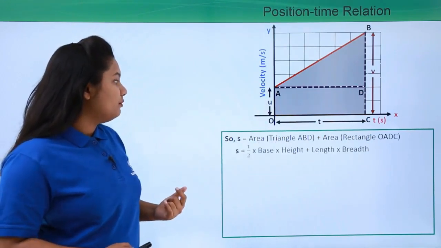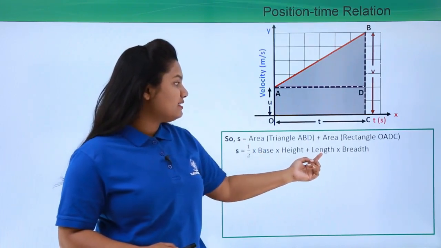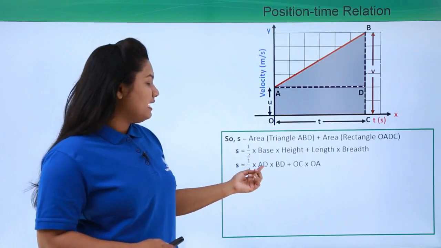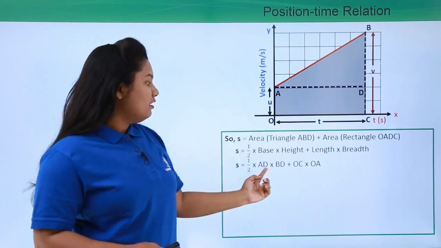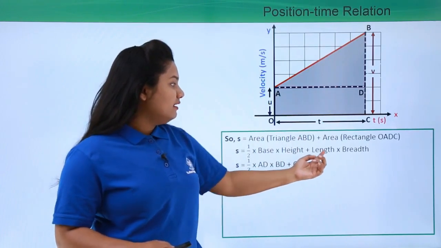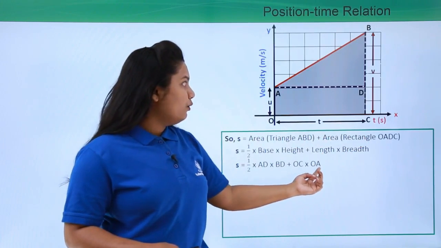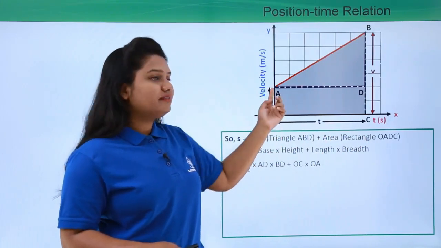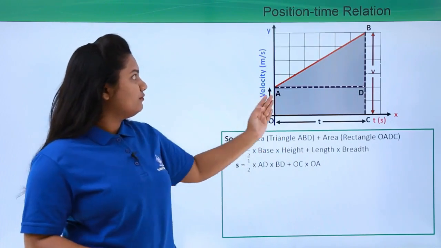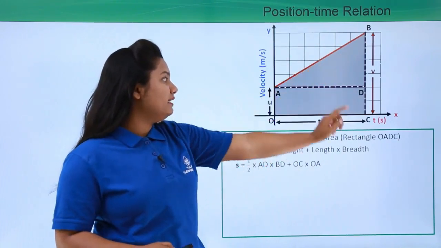So let's apply that formula here. S equals half into base into height plus length into breadth. So S equals half into AD, which is the base, into BD, which is the height of the triangle, plus the length of the rectangle, which is OC, into OA, which is the breadth of the rectangle. So this is the whole formula for finding the whole area of the trapezium OABC.